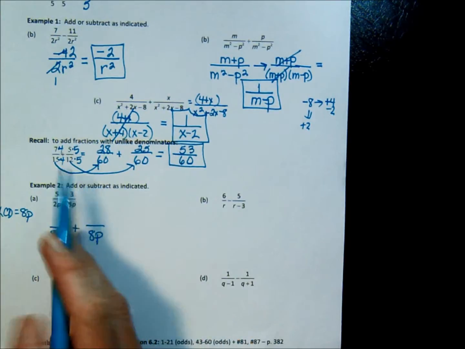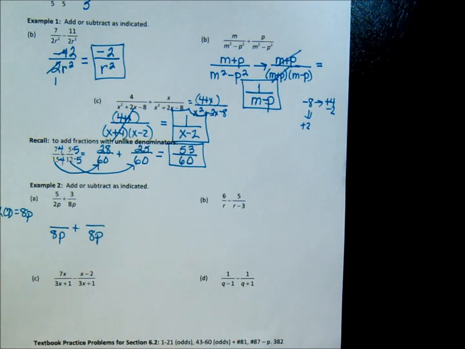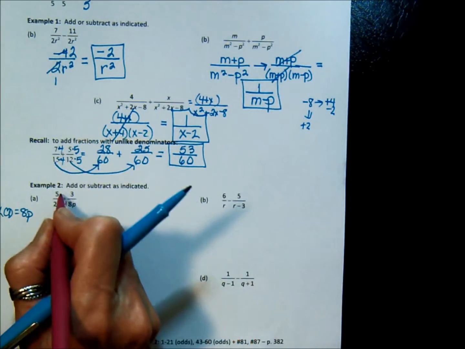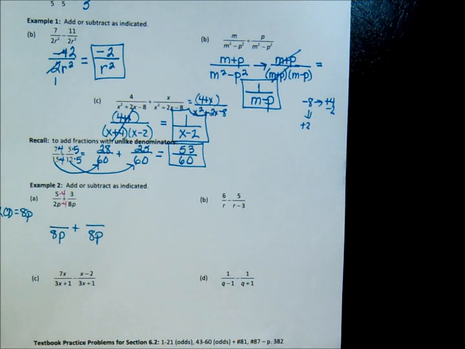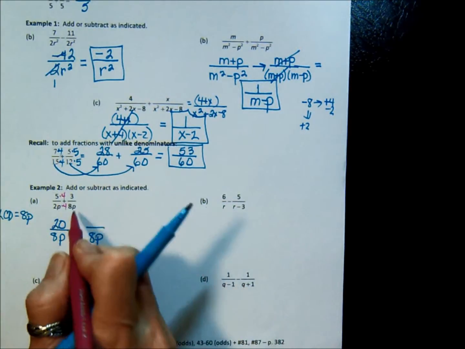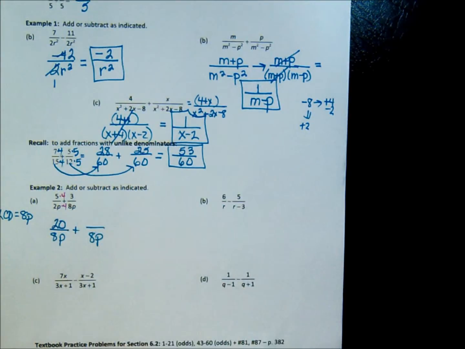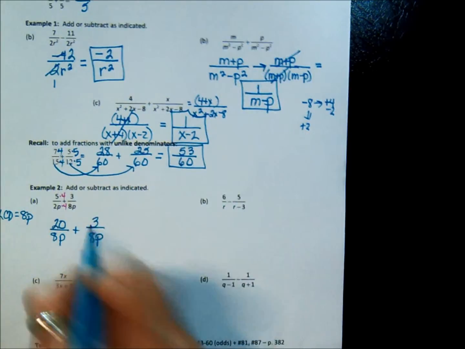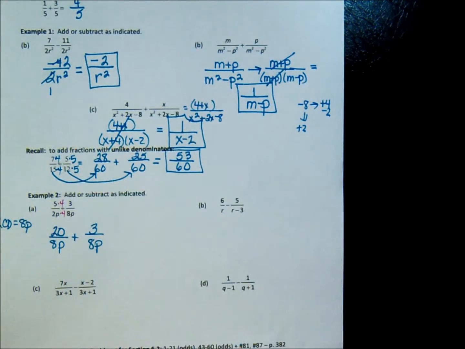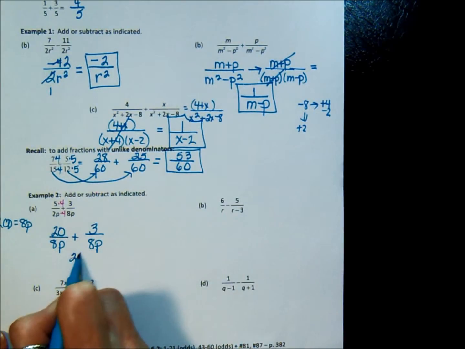And now, just like I did with regular fractions, I'm going to say, what do you do to 2p to get 8p? You multiply by 4. So we're going to do that in the numerator also. That gives us 20. What do you do to 8p to get 8p? Nothing. So don't do anything to the numerator either, and we end up with just 3. Now I have a common denominator, so I can combine those as 20 plus 3 is 23 over 8p.